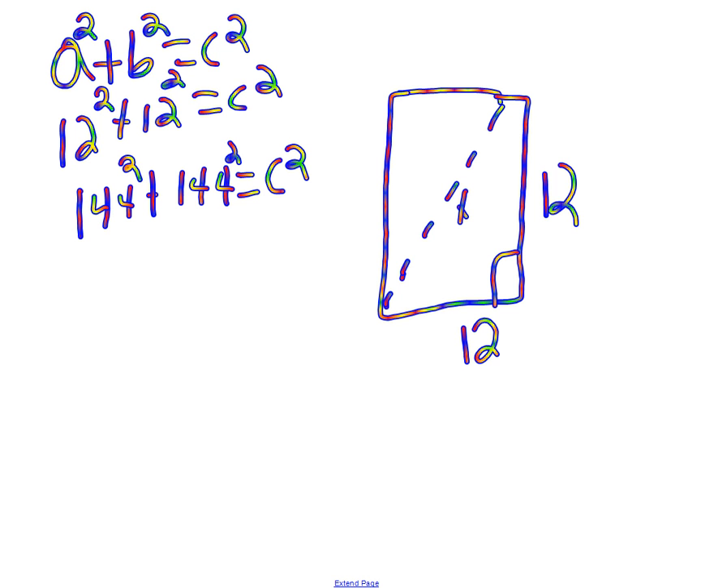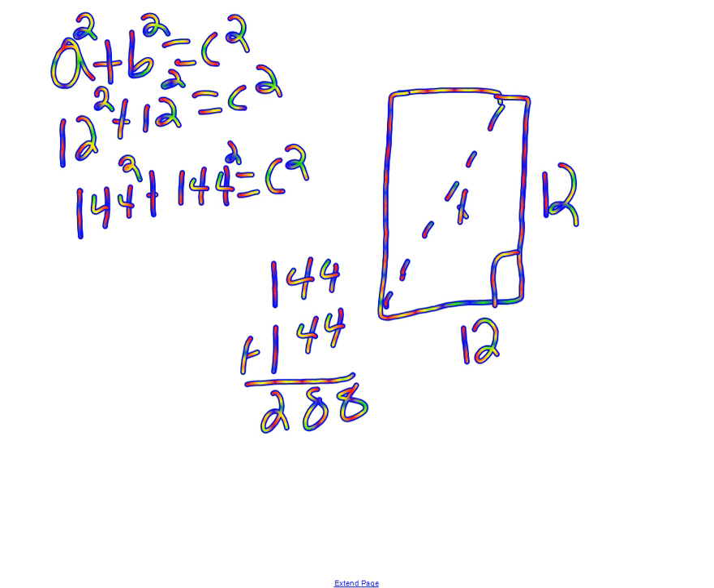Okay, and then it's 144 squared plus 144 squared equals c squared. And you do 144 plus 144, which equals 288. So c squared equals 288, and we'll go see where that is in the chart.